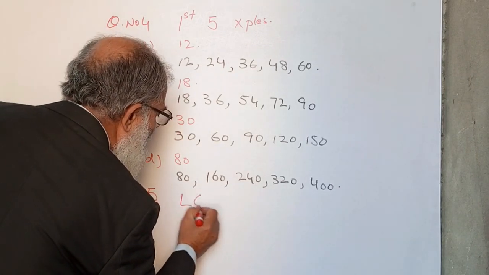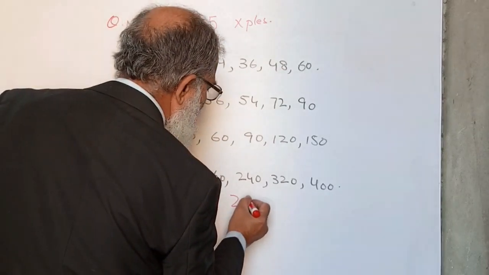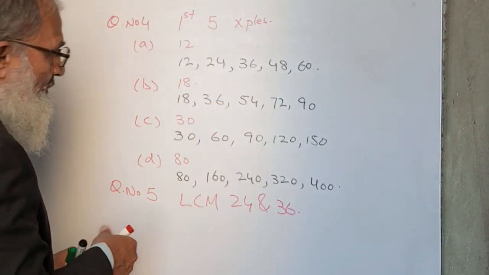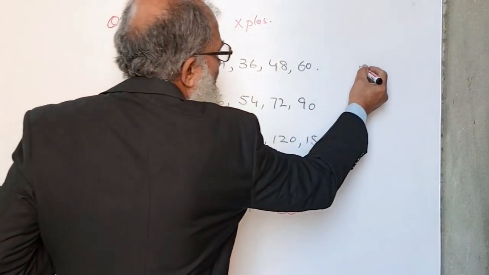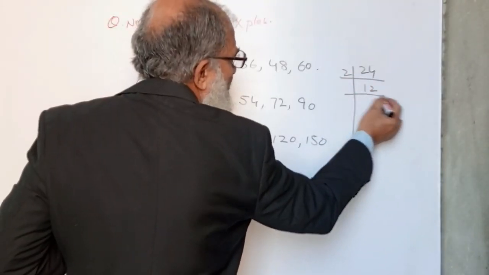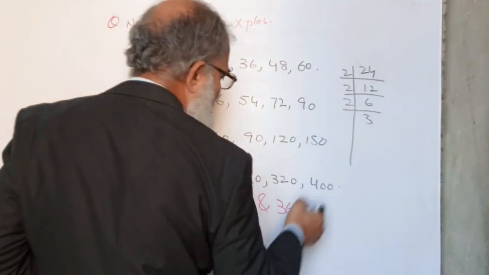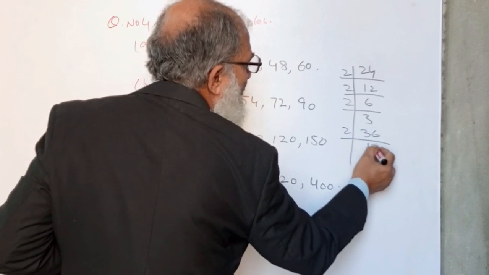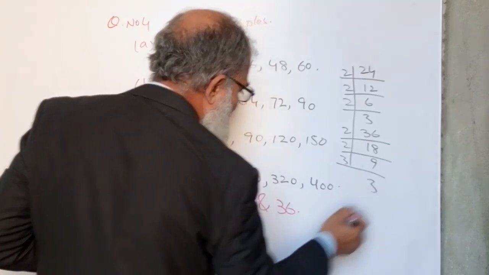LCM, we have to find the LCM of 24 and 36. The method will remain the same. 24 is 2 times 12, 2 times 6, 2 times 3. And for 36, 2 times 18, 2 times 9, 3 times 3.